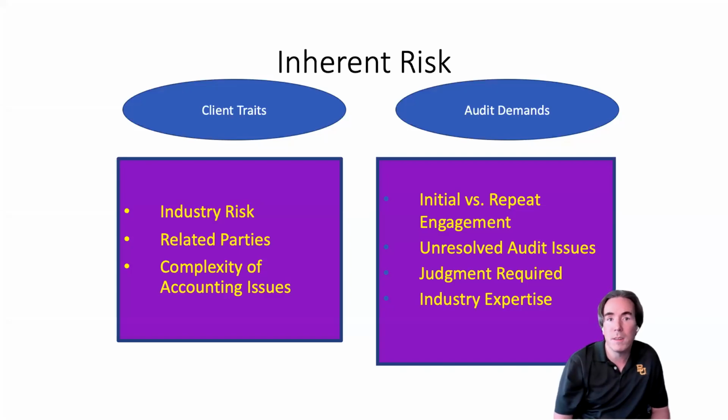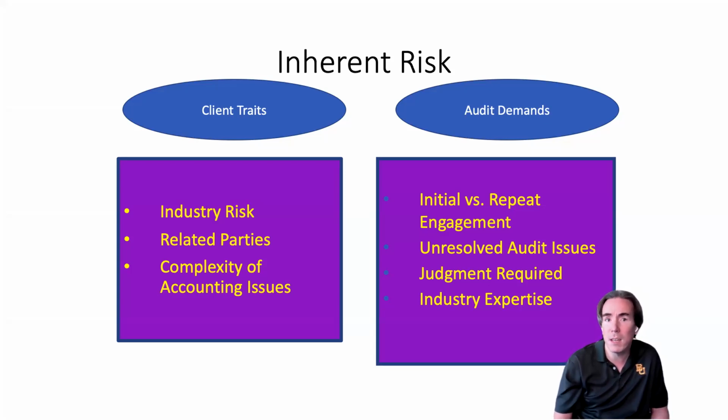The audit risk model consists of three components: inherent risk, control risk, and detection risk. Within each of these risk factors, there's a number of sub-factors that would be considered. For example, when we look at inherent risk, it is both the client traits and audit demands that determine the auditor's assessment of inherent risk.